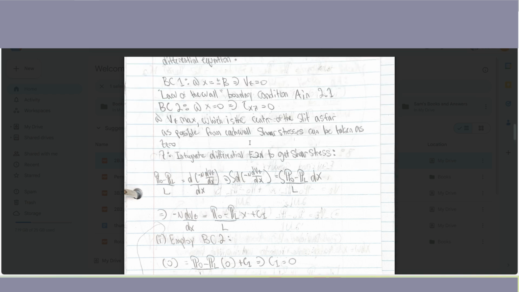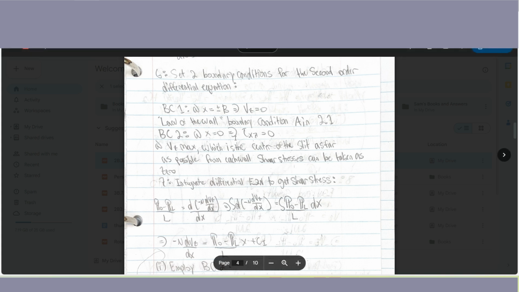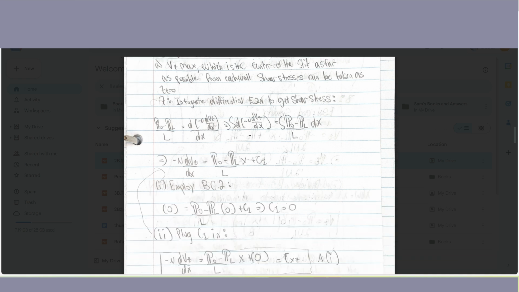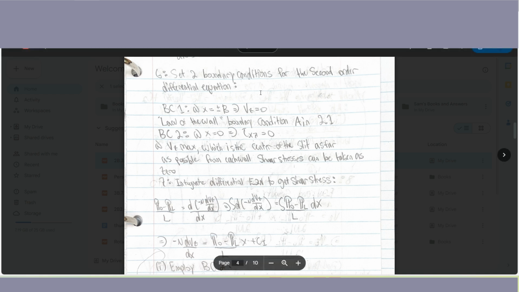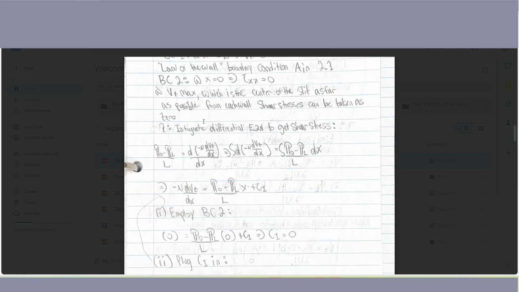So now we're employing the second boundary condition here. You're not always going to be able to use a boundary condition at the first integration, but because tau xz equals negative mu dvz dx, the derivative that's already in this equation, we can employ the boundary condition. But if you have boundary conditions like vz equals 0 at an x, you're probably not going to be able to use it mid-integration.